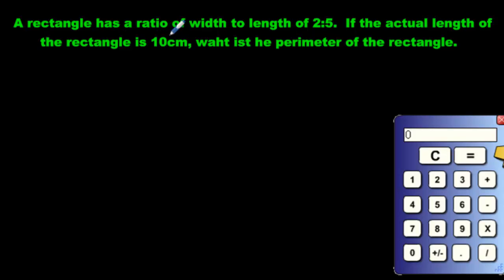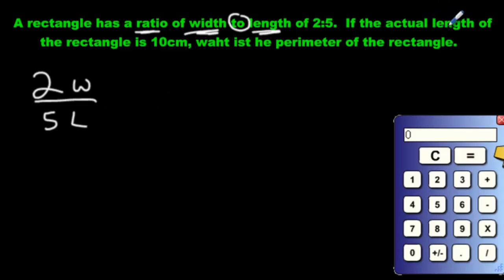A rectangle has a ratio of width, comes first, to length. So that's a ratio. See the word "to" in between, of 2 to 5. So I'm going to write this again in a fraction form because it works best. 2 width for every 5 length. If the actual length of the rectangle is 10, so the actual length, look, I wrote length on the bottom. I've got to write it here, 10 centimeters. Now I'm not going to write centimeters. I'm just going to write 10 length. I'm going to remember that it's centimeters.